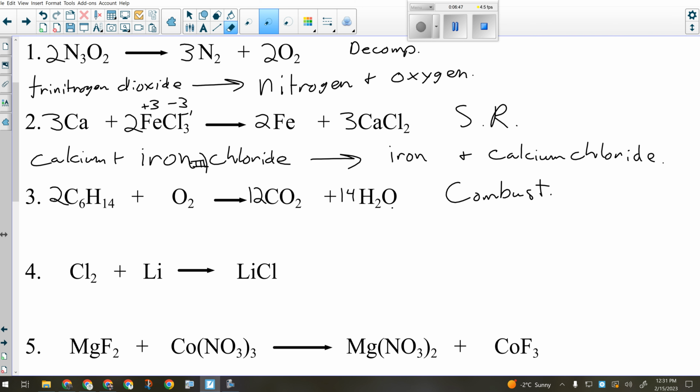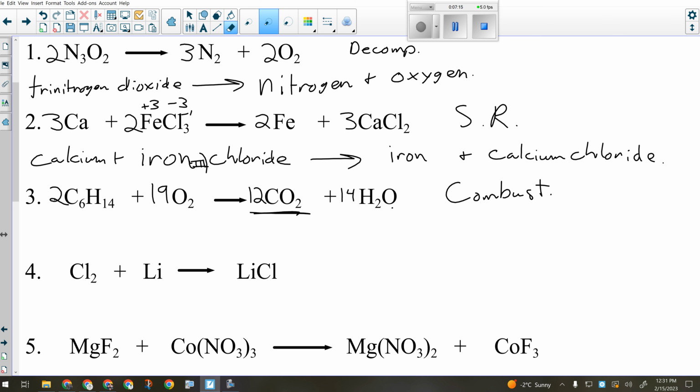Now I can balance my oxygens. I have 24 oxygens here, 12 times 2, plus 14 more is 38. 38 divided by 2 is 19. Everybody all right with that? So yes, do we get some big numbers? We do. But we don't get any decimals, and that's important.